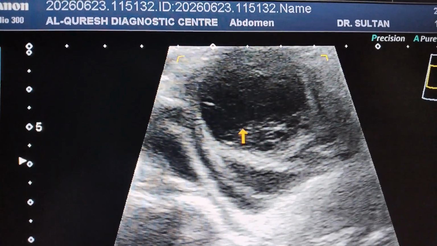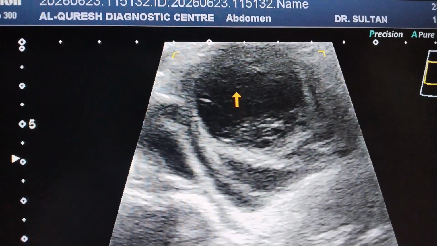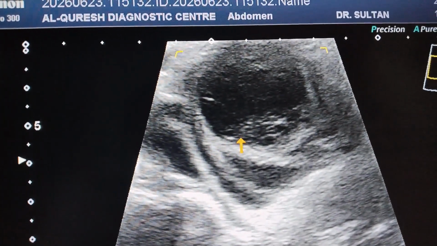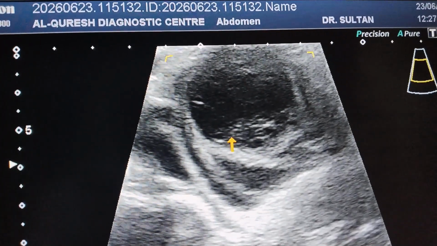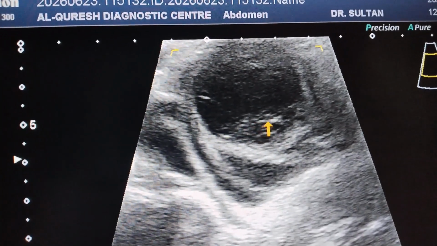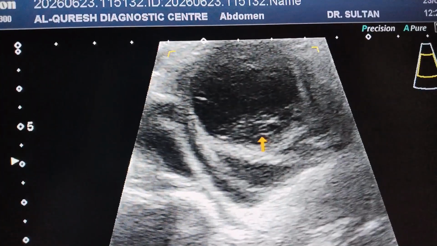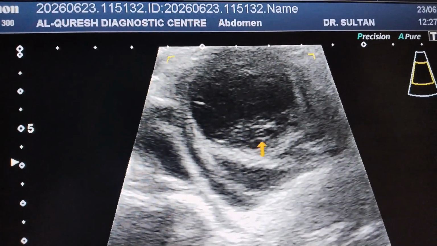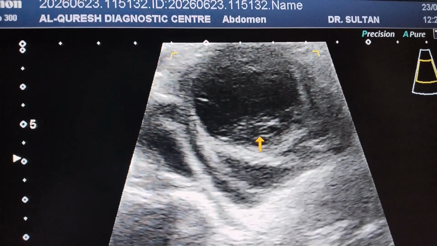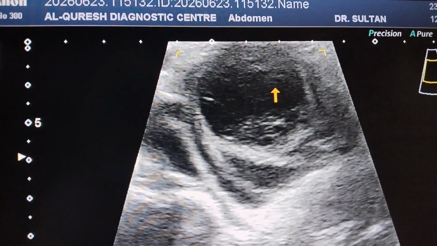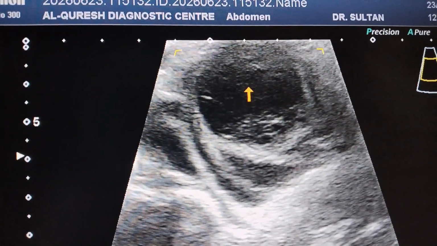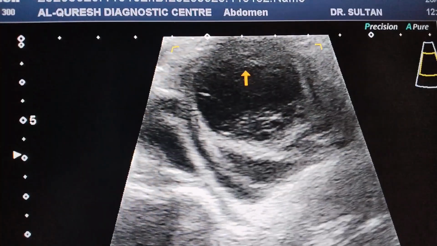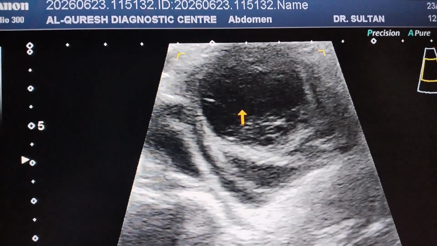So these echoes are the blood products which have settled down at the dependent portion of the posterior wall of this cyst, and this dot line, which are echogenic linear structures, are the fibrin strands. After fibrinolysis, these strands may be present within the cyst. So this is likely the hemorrhagic cyst.